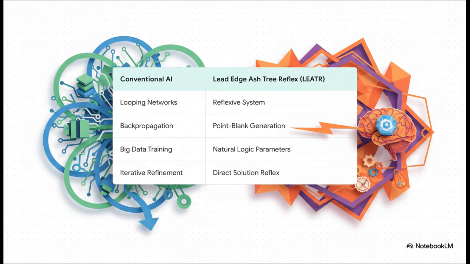Let's really put these two philosophies side by side. On the left, you've got your conventional AI, looping networks, backpropagation, training on massive datasets, and slowly refining its answers. But on the right, you have LIDAR. It's a reflexive system. It uses point-blank generation, and instead of big data, it relies on something called natural logic parameters. It's just a fundamentally different way of approaching a problem.